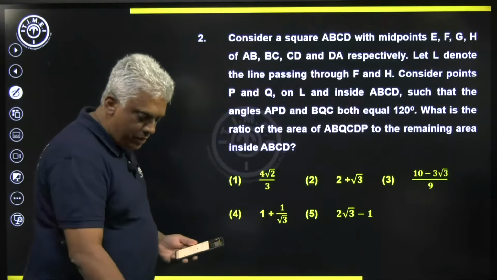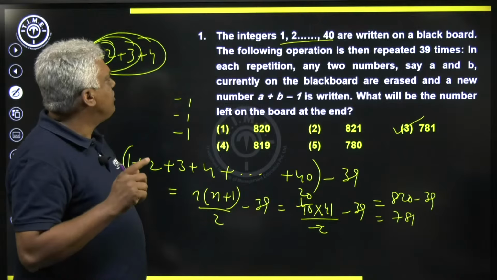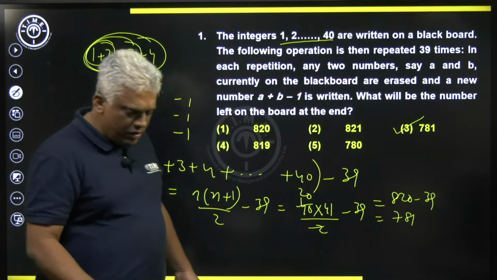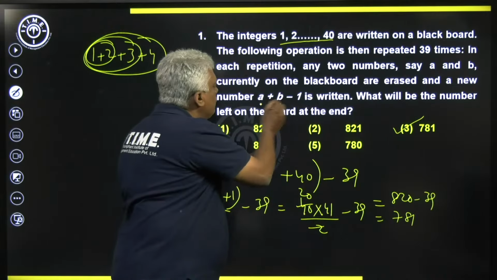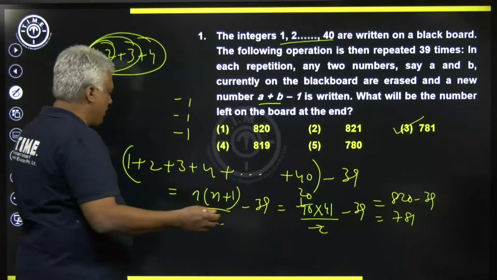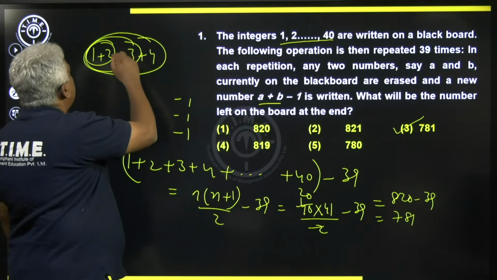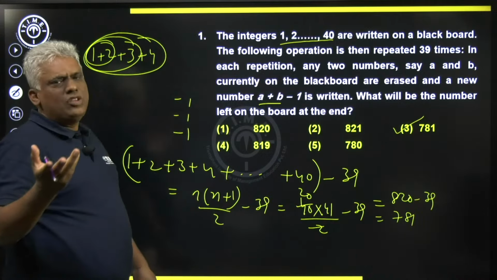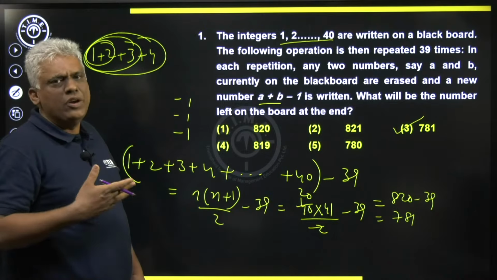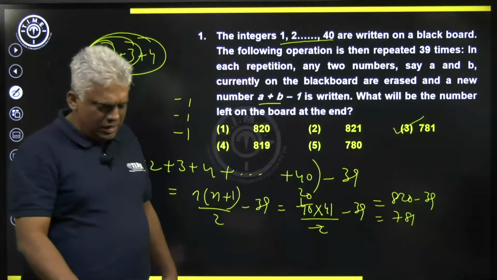If you see the previous question, in each repetition any two numbers are erased, and a new number a plus b, both numbers added and minus one subtracted, is written. You can do any order. If you take 1 plus 3 minus 1, or 1 plus 4 in the first chance, or even 1 plus 2 and then 2 plus 3, the answer will be the same. Ultimately all 40 numbers will be added in any order, so 1 to 40, if you add in any order, the answer will be the same. And minus 1 will be 39 times. I hope this is clear.